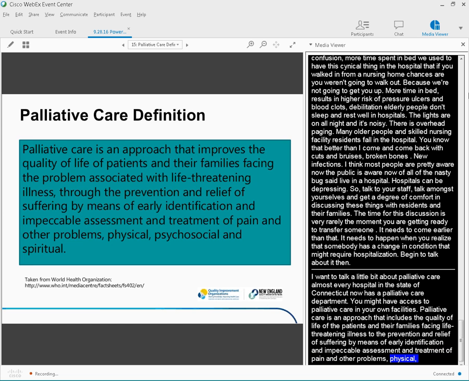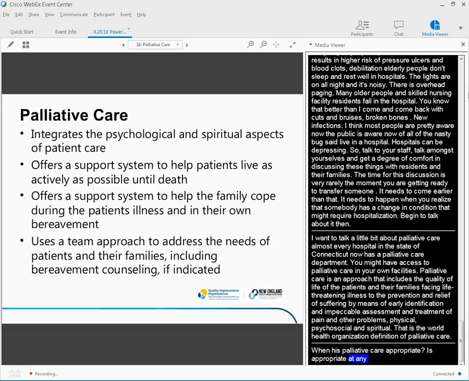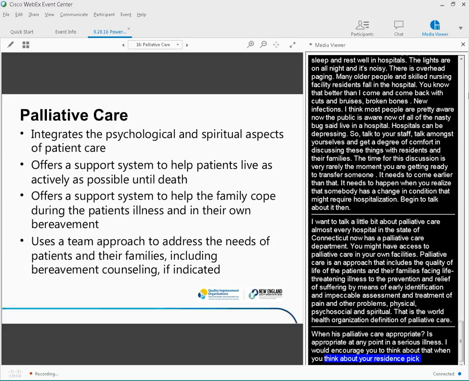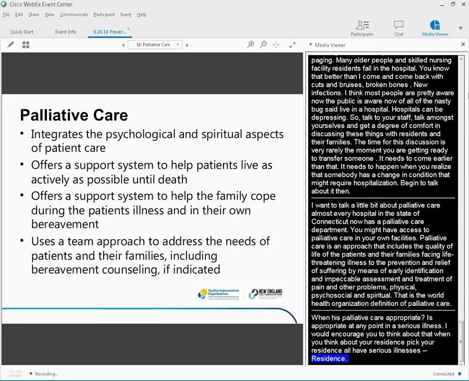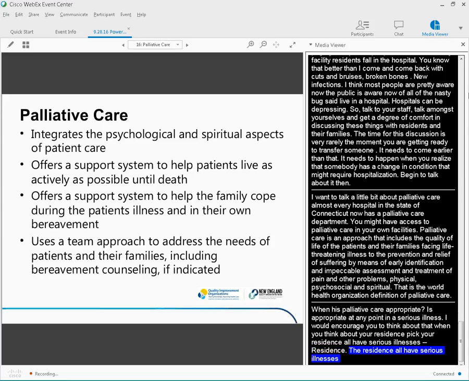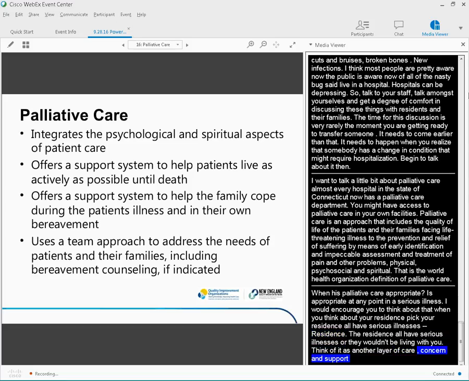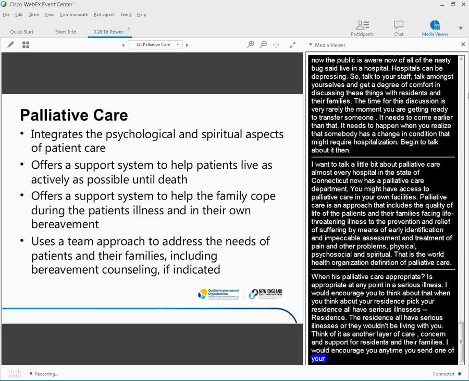When is palliative care appropriate? Palliative care is appropriate at any point in a serious illness, and I would encourage you to think about that when you think about your residents, because your residents all have serious illnesses or they wouldn't be living with you. So they're really all appropriate for palliative care. Think of palliative care as another layer of care, concern, and support for residents and their families. So I would encourage you, anytime you send one of your residents out to the hospital for any reason, to request a palliative care consult when they're there if you don't have access to that yourself.